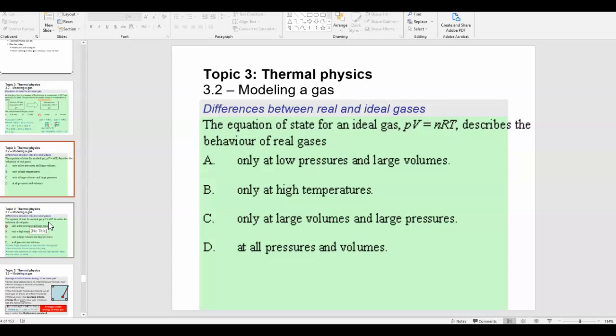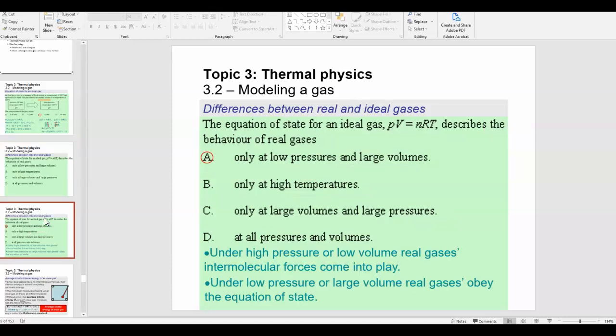Okay, so the correct answer to this question is A. The ideal gas equation describes the behavior of real gas at low pressures and or at large volumes. Okay, and so the difference between an ideal gas and a real gas, and when I say a real gas, I mean, you know, literally like a real gas.